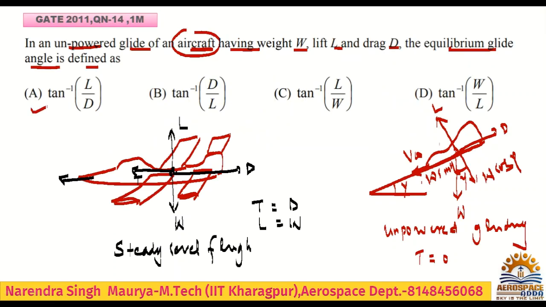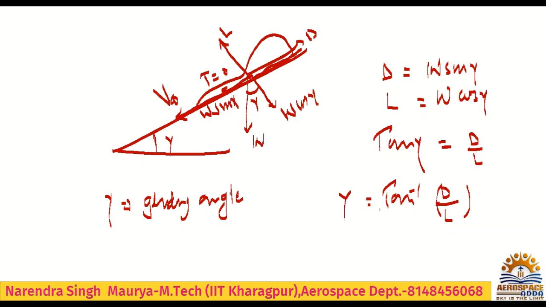Check option A, tan inverse L by D, which is wrong. Tan inverse D by L, which is correct. Tan inverse L by W, wrong. Tan inverse W by L will be wrong, because you have derived it here. You should know that formula, but anyway, here we have derived it. So what is the correct answer? The correct answer is tan inverse D by L.